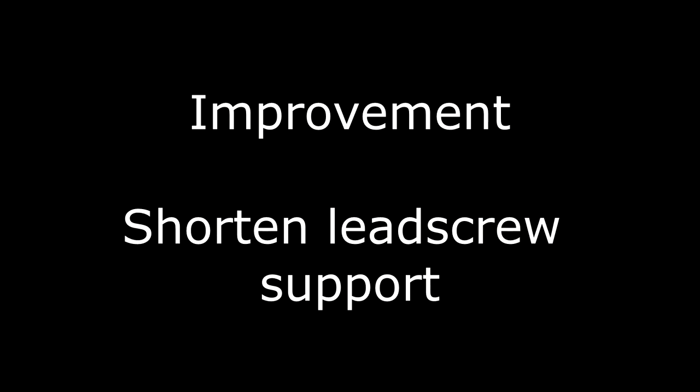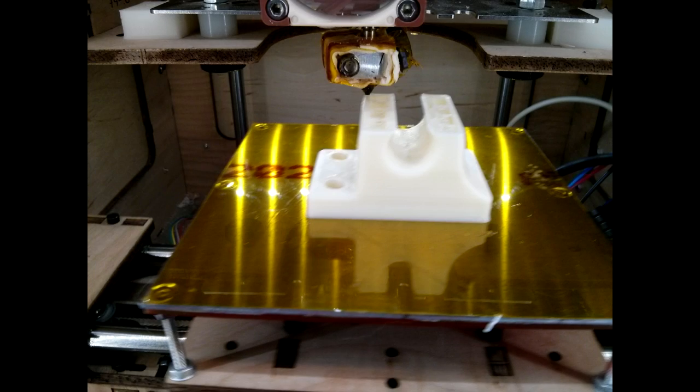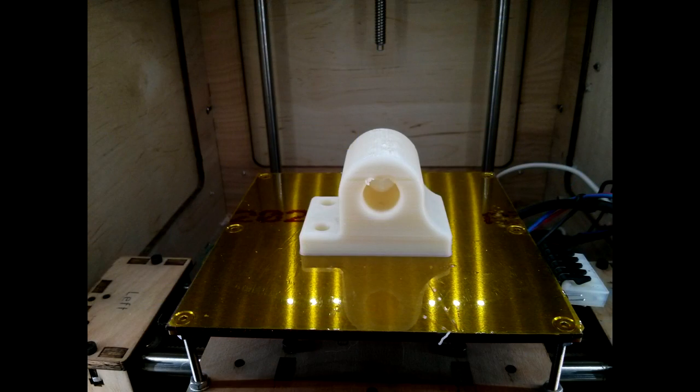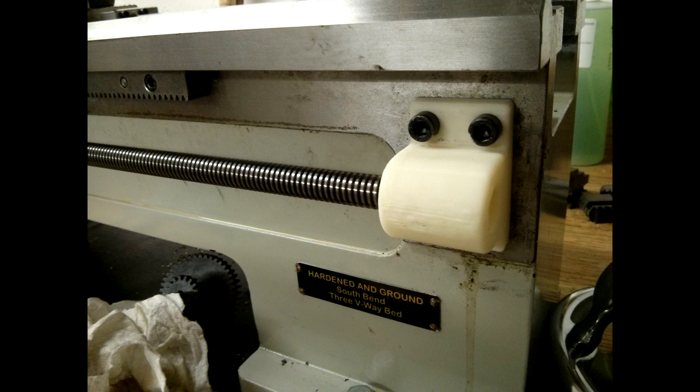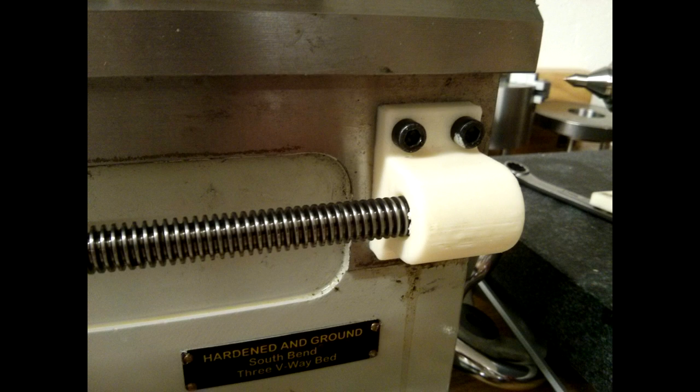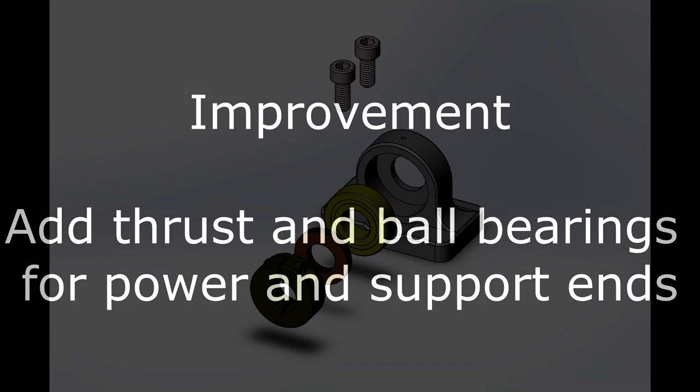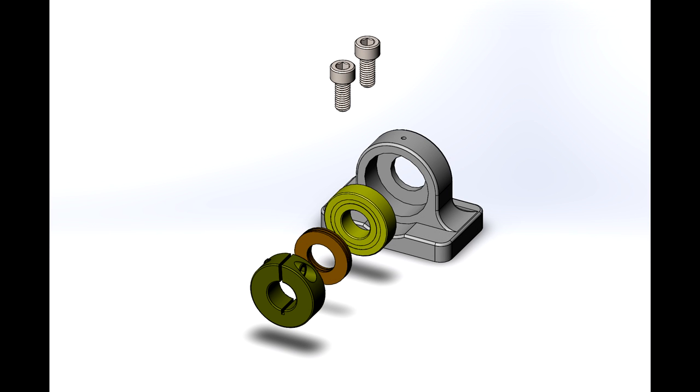Because we have shifted the lead screw, we can shorten the support end and make it more rigid. We again make use of the existing holes to mount the support. To this point, the lead screw has been supported by the plastic parts. And while the friction isn't bad, the lead screw is rubbing against and wearing the plastic parts. To further reduce friction and to improve longevity, we'll add thrust and ball bearings to the power and support ends.